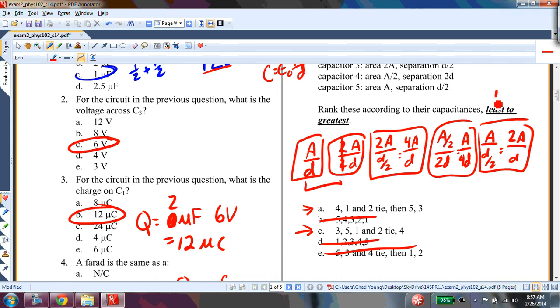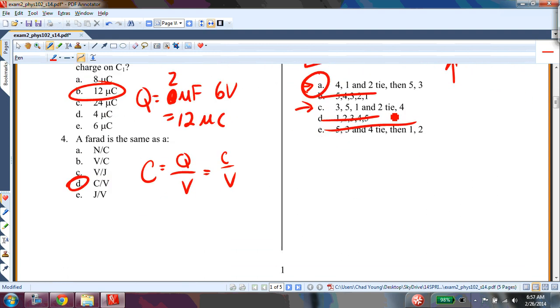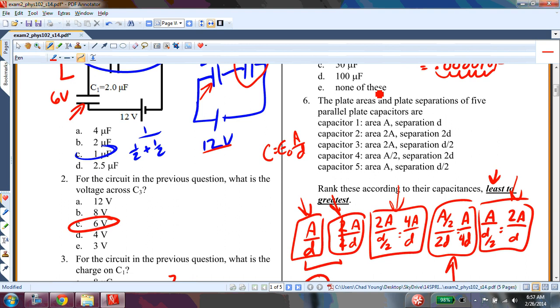And let's say we want to list them from least to greatest. Which of these has the least capacitance? Looks like number 4, A over 4d, has the least capacitance. So 4, let's just double check that. 4, and then 1 and 2 are bigger than that, and then 5 is bigger than that, and then this is the biggest of all. So yeah, that's going to be A is the correct answer for number 6.